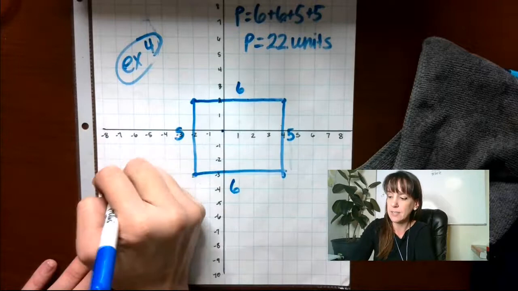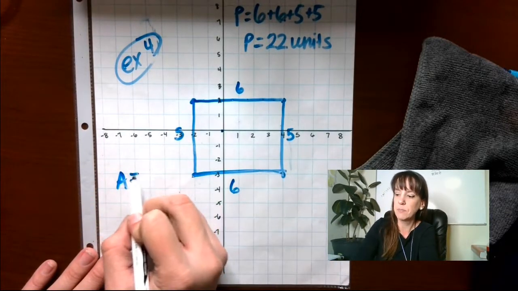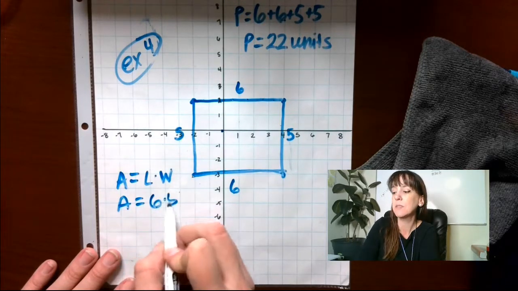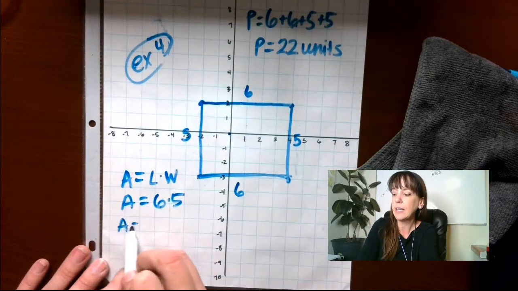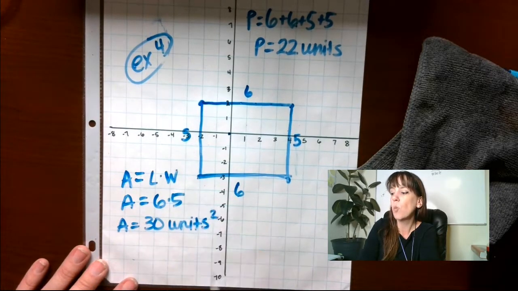Area, on the other hand, says length 6. Area equals length times width. So the area is going to be 6 times 5. That means the area equals 30 units squared.